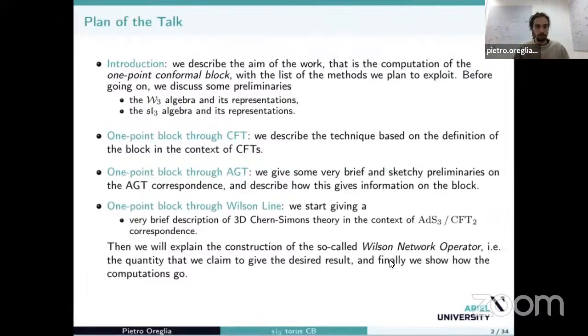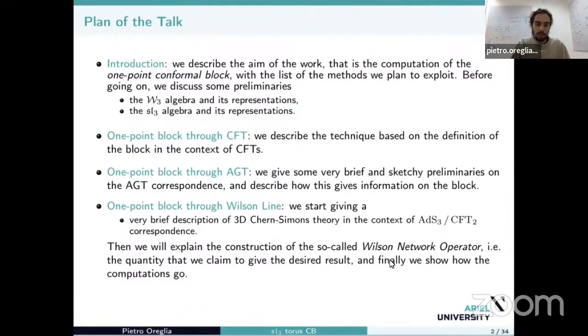the plan of the talk today. So first of all, I'm giving some introduction in which I describe the aim of the work, the quantity that we want to compute in the work, which is the one-point conformal block. In order to do this, I have to give some very brief introduction on some preliminaries, in particular the algebra that you're going to consider, which is the W3 algebra, but then actually the SL3 one, because we are going to consider the conformal block in a particular limit in which SL3 algebra becomes the relevant one.